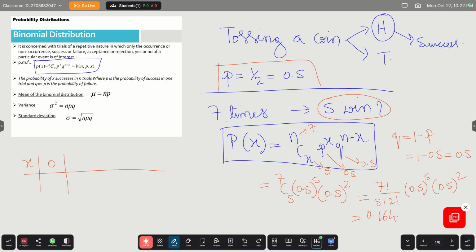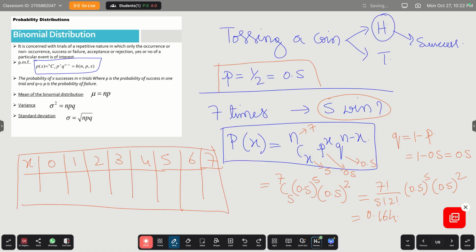X values, if you consider X as the success, you may have 0 success, 1 success, 2, 3, 4, 5, 6, 7. And you can calculate all these probabilities by giving different values for X in the PMF. So for example, 5 success we have already calculated. It is 0.164.